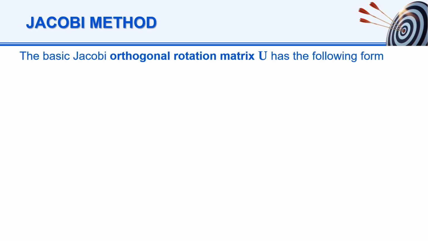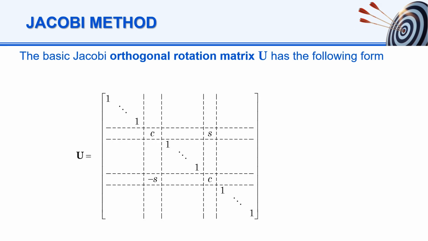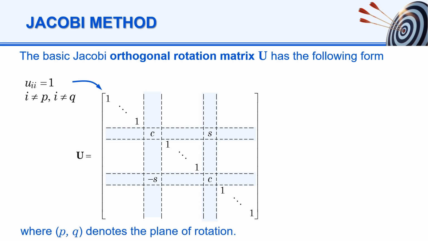The basic Jacobi orthogonal rotation matrix U has the following form. It starts with an identity matrix, that is, the diagonal entries are 1. The matrix is a block diagonal matrix where each off-diagonal block corresponds to a rotation in a 2D plane defined by the coordinates of the corresponding pair of eigenvectors or components. The rotation matrix is orthogonal, meaning that the transpose of U times U gives the identity matrix.